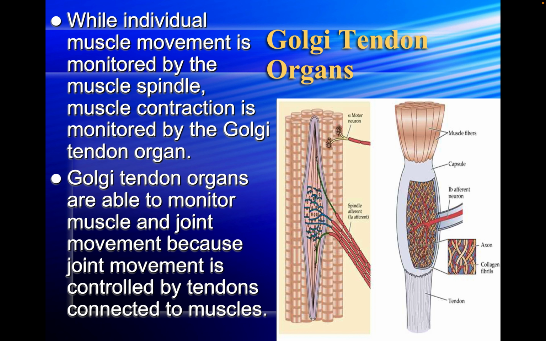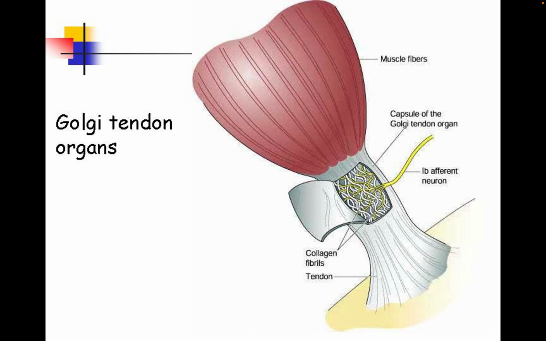While individual muscle movement is monitored by the muscle spindle, muscle contraction is monitored by the Golgi tendon organ. Golgi tendon organs are able to monitor muscle and joint movement because joint movement is controlled by tendons connected to muscles. And that's what a Golgi tendon organ looks like.